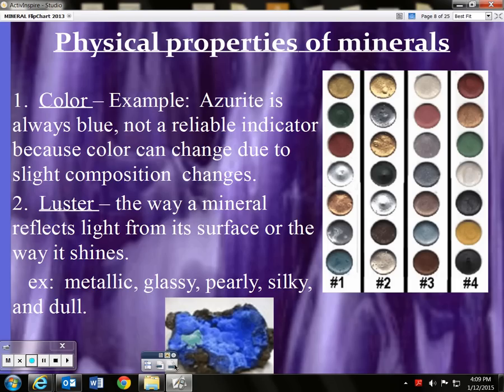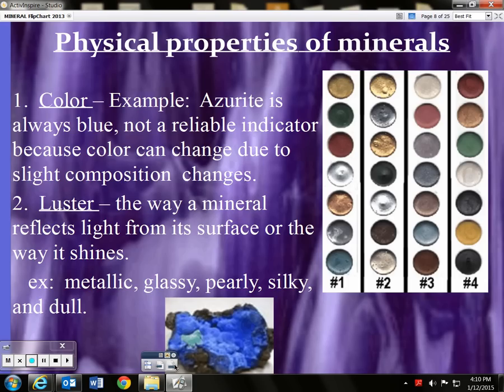Okay, physical properties of minerals should be your title. The number 1 under the title is color. When you look at a mineral, you'll clearly see the color on it. Make sure you know that color is not necessarily a reliable indicator. In the example I have here, azurite is always blue, but the shades of blue can differ. Color can change due to slight composition changes or even from chemical weathering.